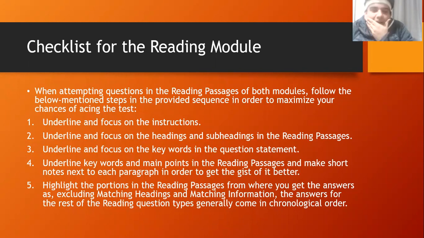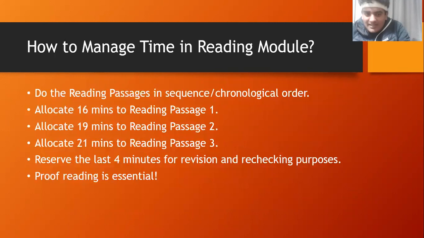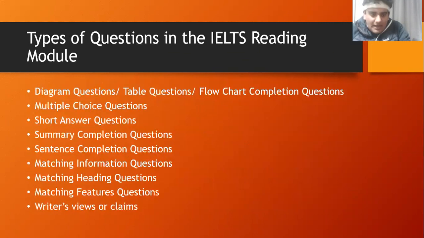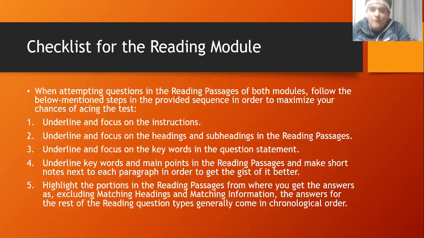Okay, so apart from matching headings and matching information, for all other types that we went through, talking about matching features, writer's views or claims, sentence completion, summary completion, and so on, the answers will come in sequence. For example, if this is the reading passage, this is the answer for 1, 2 is below it, 3 will be below that, 4 will be below that, right? So use this tip to give yourselves more ease in figuring out the right answer.